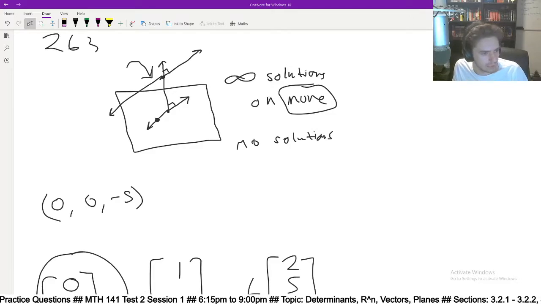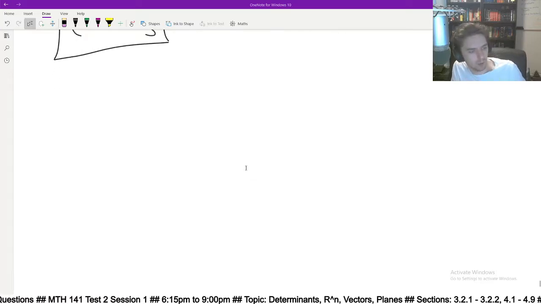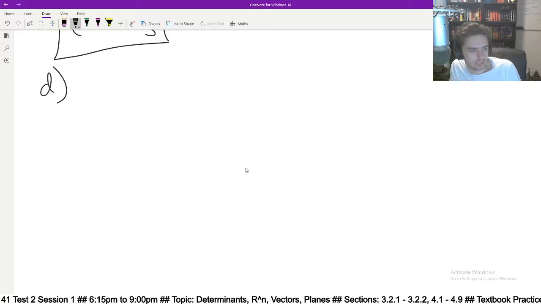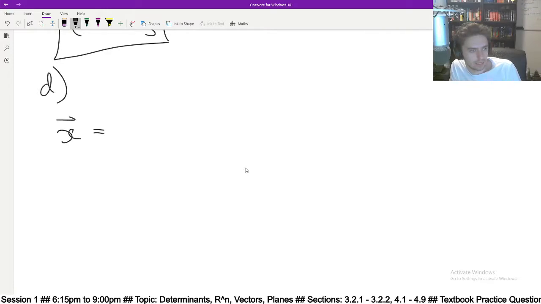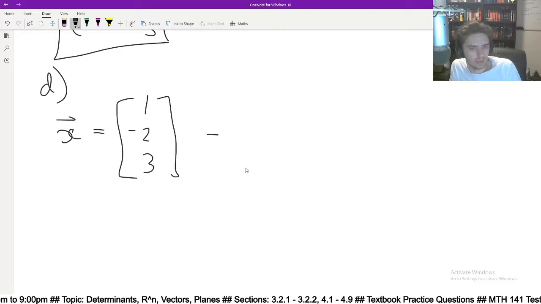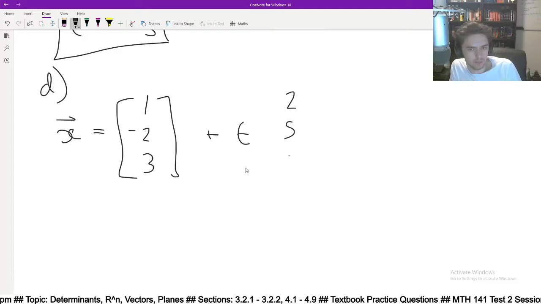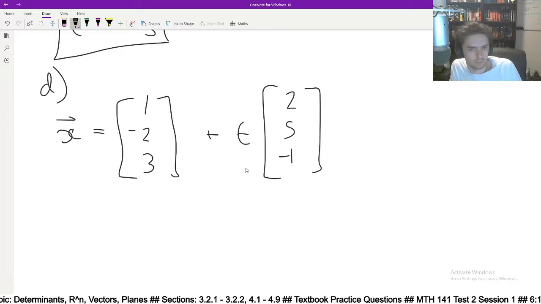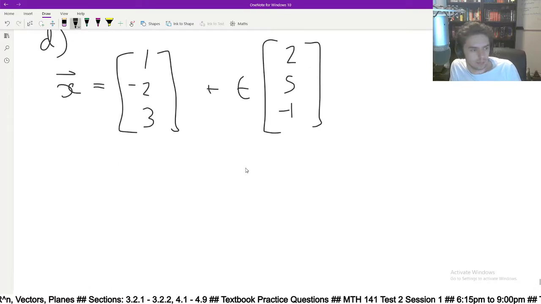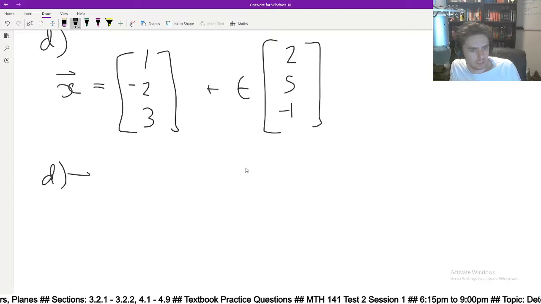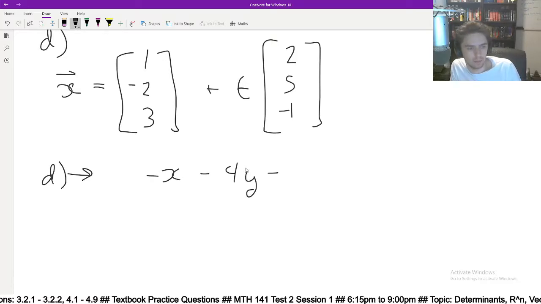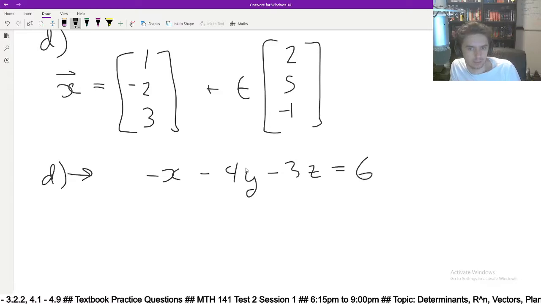And we're going to do D. So it's the same question. Find all points of intersection of this line, for D, this line, (1, -2, 3) plus t(2, 5, -1), and the plane. For D, it gives us negative x minus 4y minus 3z equals 6.